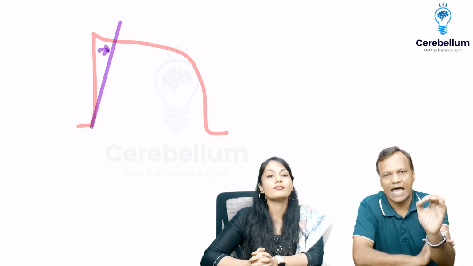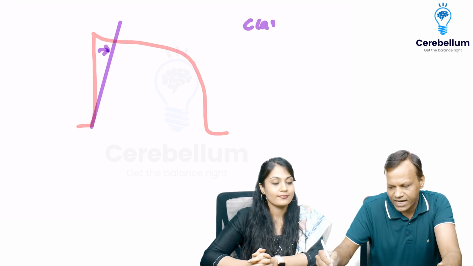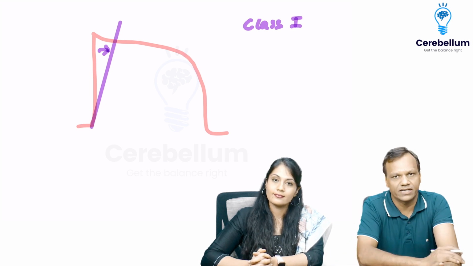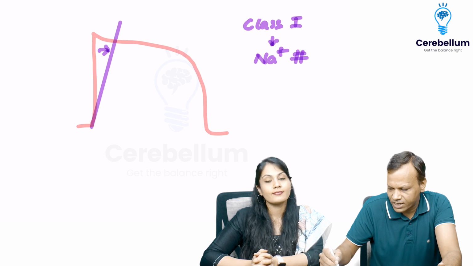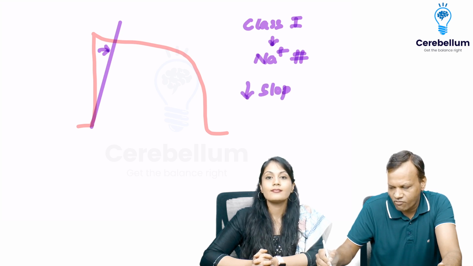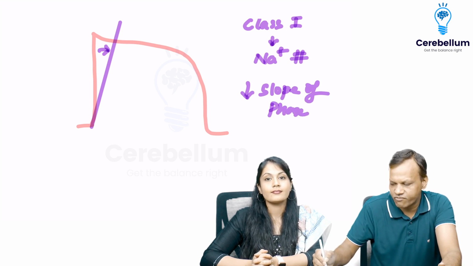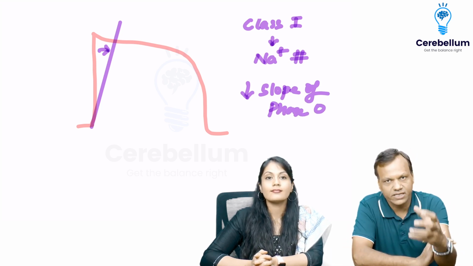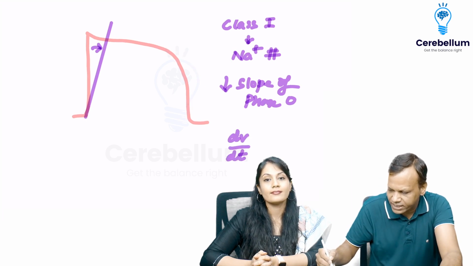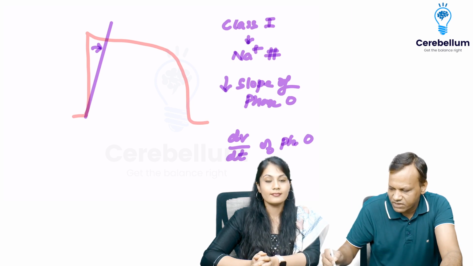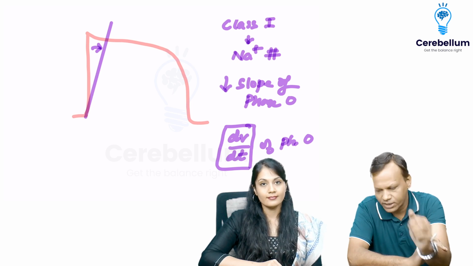So simply this arrow is the action of sodium channel blockers, and sodium channel blockers are classified as class 1 anti-arrhythmic drugs. Class 1 anti-arrhythmic drugs are sodium channel blockers, and they will decrease the slope of which phase? It is phase 0. So they will decrease the slope of phase 0. And this is what is written in your books: class 1 drugs decrease the dV by dt of phase 0. This dV by dt is nothing but the formula of slope. So they will decrease the slope. Okay.